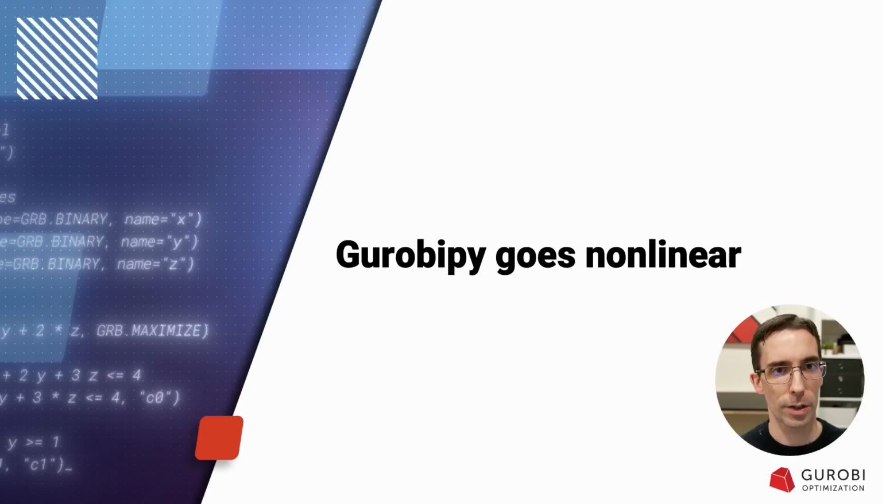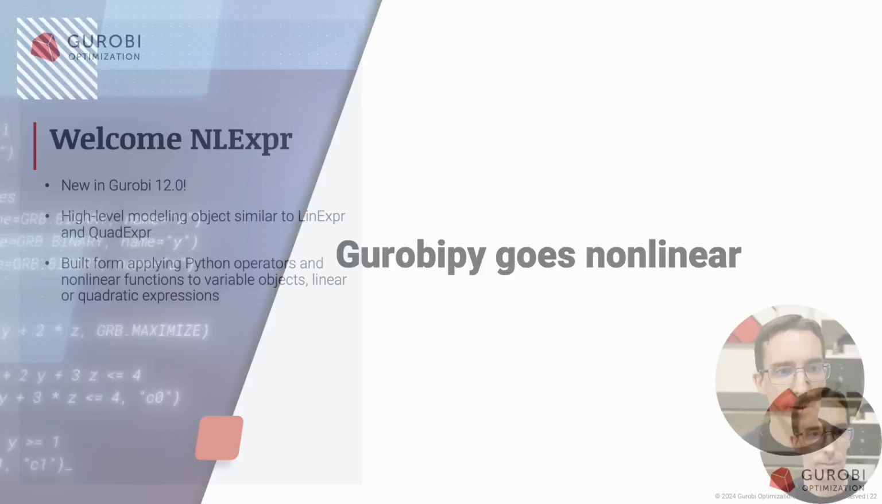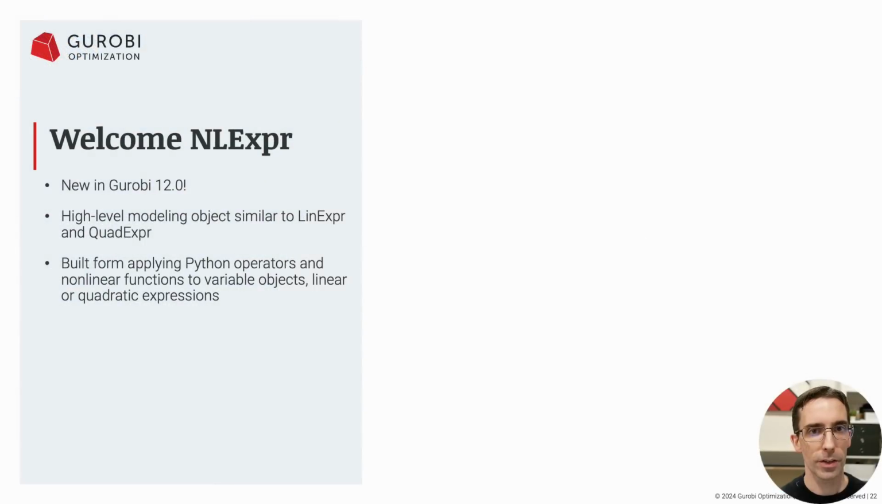In our final section, we'll have a look at how to model nonlinear relationships using Gurobi Pi. In this section, I'll be describing a new modeling object named NL expression, which allows Gurobi users to build compound and multivariate nonlinear expressions, which can represent the objective function or constraints in a model.